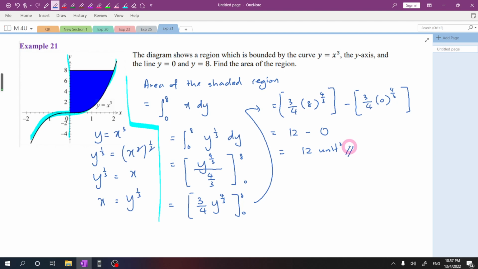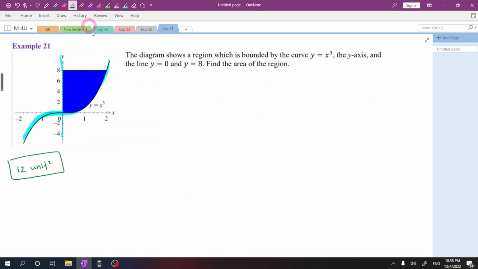So some students might maybe not want to use this method. They want to use another formula, which is y dx. Here we also can use y dx to help us get the area of this shaded region. Okay, let's see how we do that. From here, I draw a straight line going down here. Okay, this is 2.